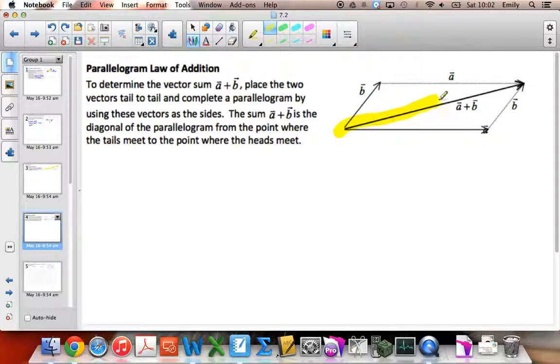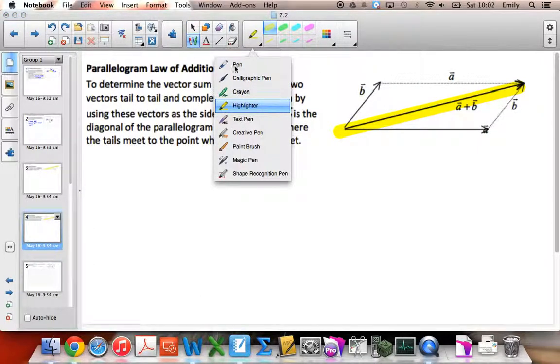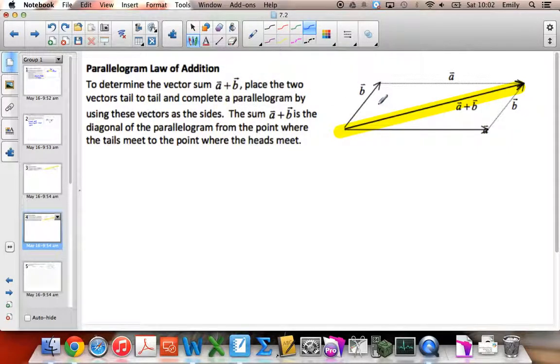That was here. But if I look at my vectors going this way, this is b plus a, because I've got the tail of a going from the head of b. So b plus a ends up being the same vector. So I could have labeled this resulting highlighted vector also as b plus a. So for addition, it doesn't matter. A plus b is the same as b plus a.